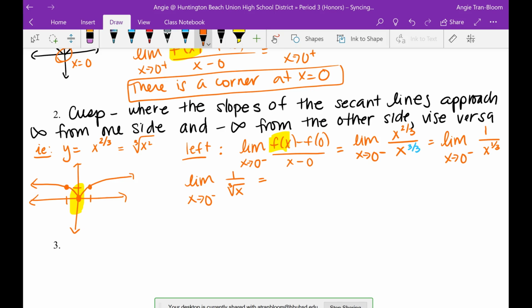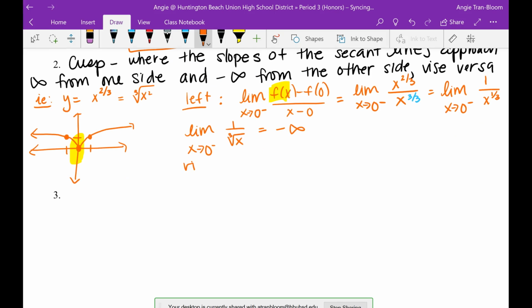Is it positive infinity? No. It's negative infinity, right? Negative infinity. Then on the right-hand side, I'm going to do the same thing. Would you agree that the math is all the same? Because I don't have to switch my f of x. I'm just going to go straight all the way down to the very last step, which is really 1 over the third root of x.